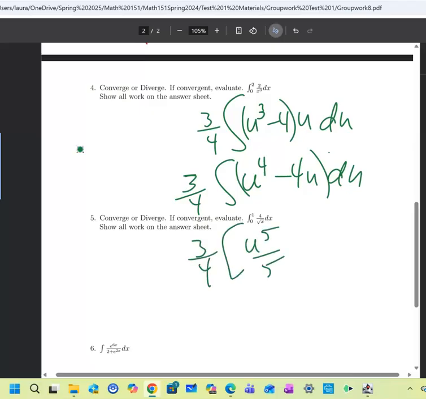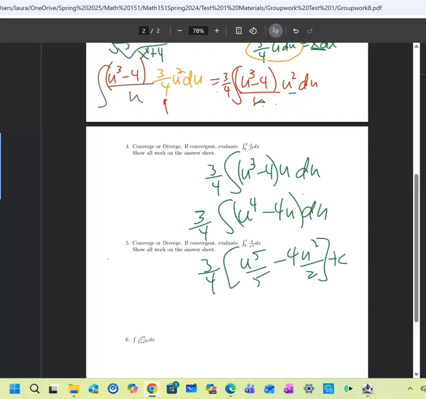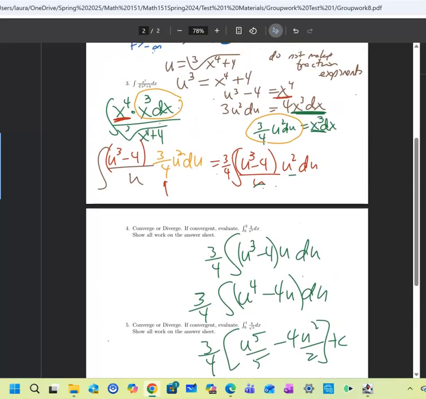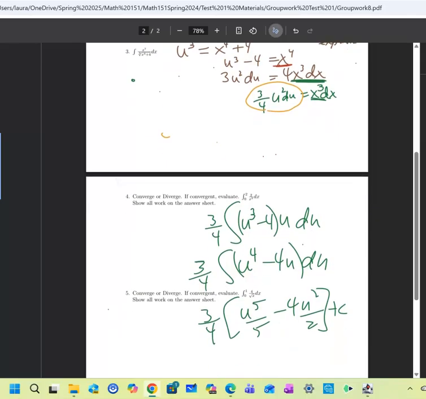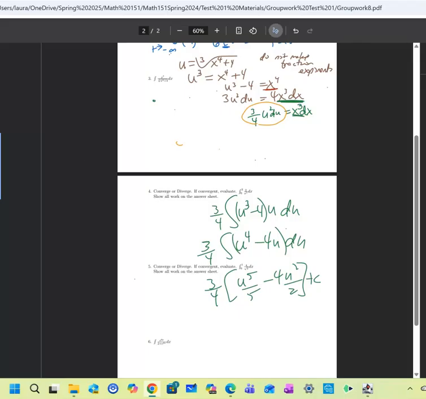U to the 5th over 5 minus 4u squared over 2 plus a c. Okay, so then what do? I need to erase so I can put it all back up here to know what to plug in. Because you have to keep this initial u substitution nice and clear so you know what to plug back in, right? Okay, so I want to have 3/4, and then I'm going to have a 1/5, and then u to the 5th power.